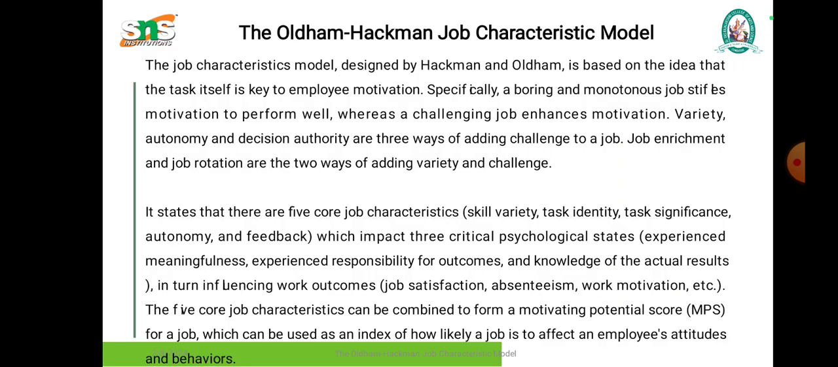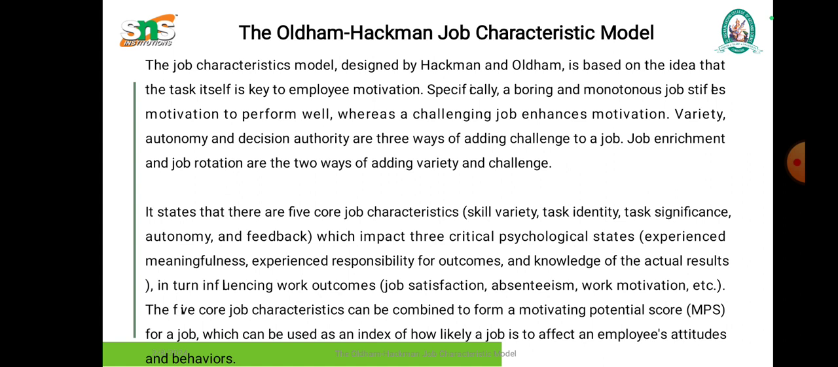So the Oldham-Hackman job characteristic model, designed by Hackman and Oldham, is based on the idea that the task itself is key to employee motivation. A boring and monotonous job stifles motivation to perform well, whereas a challenging job enhances motivation. Variety, autonomy and decision authority are three ways of adding challenges to a job. Job enrichment and job rotation are the two ways of adding variety and challenge.